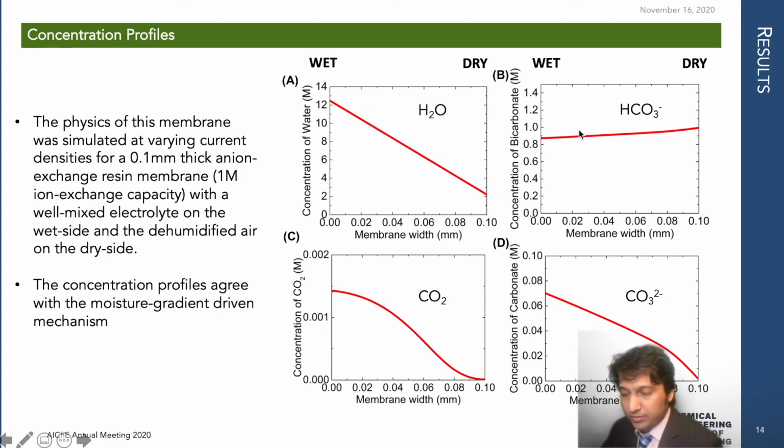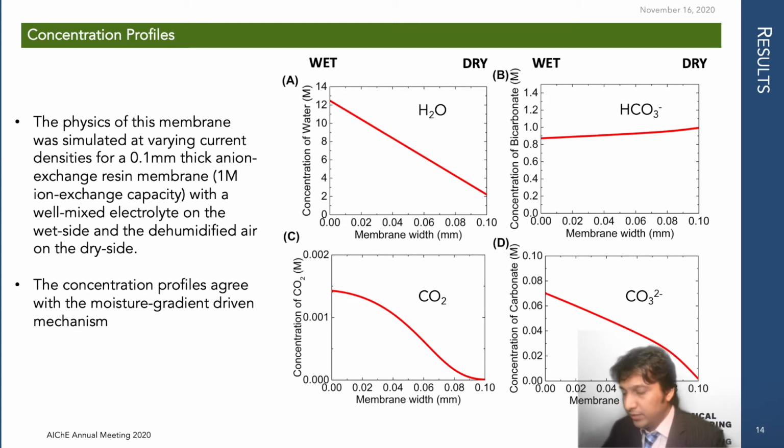For bicarbonates, it's the same, so it's diffusing in from the dry side because the CO2 is getting converted to bicarbonates, and it's going into the wet side. Same thing here, CO2. So CO2, there's no concentration of CO2 here because all of it is getting converted to bicarbonates. That's why the model shows that there is very low concentration here, and as we move towards the wet side, we are getting evolution of CO2 in the system. Similar behavior for the bicarbonates. So these profiles generally agree with the mechanism that we just explained.